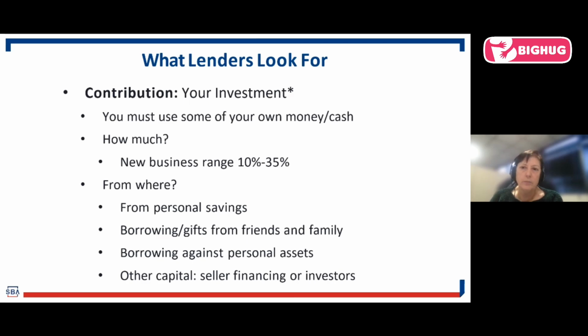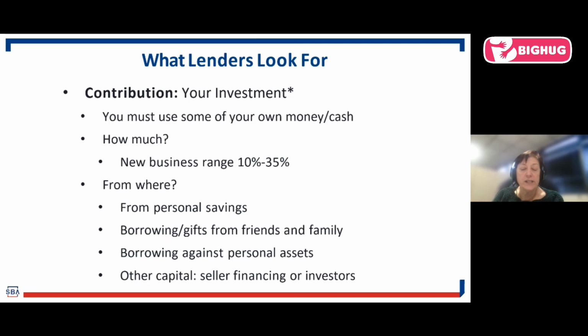Another source that can be used is if you have a retirement plan. You do have to set up a C corporation because a C corporation has a 401k plan. You can transfer the funds over without penalty, without having to pay taxes on it. That is always an opportunity.